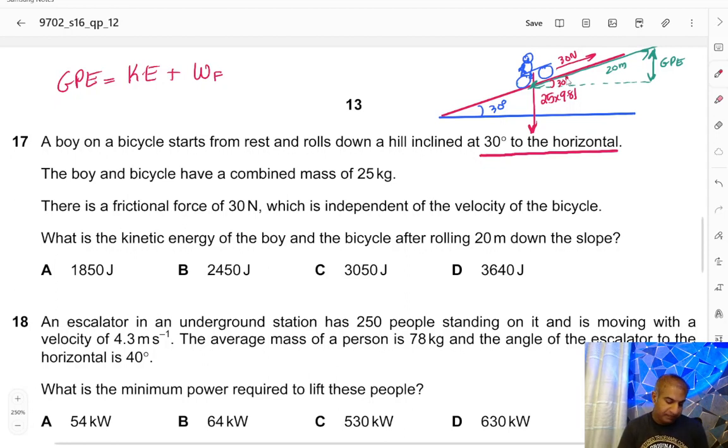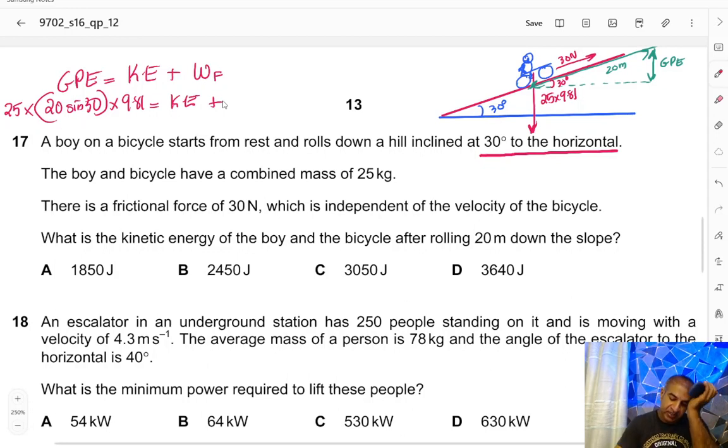And that should be 20 sine 30. I'm just going to write this down. 20 sine 30 multiplied by the mass. Mass is actually 25. So 25 multiplied by mgh, that is the gravity 9.81. And kinetic energy is KE plus the work done against the frictional force. And that force is 30 multiplied by the distance traveled, which is 20. So that is the work done against the frictional force.